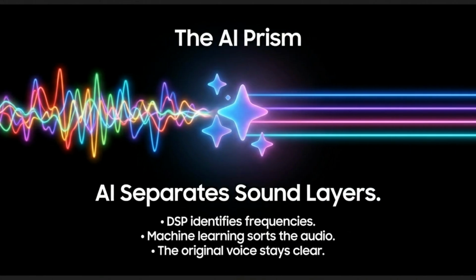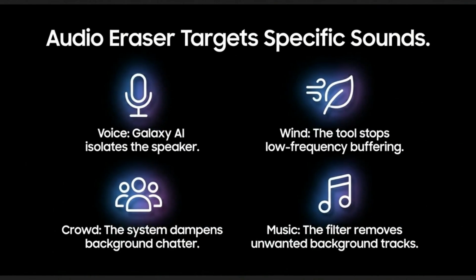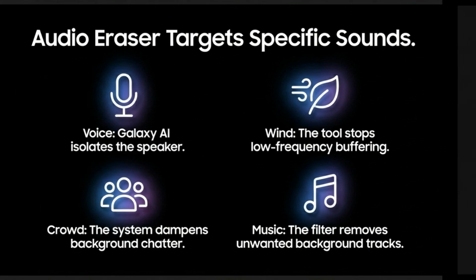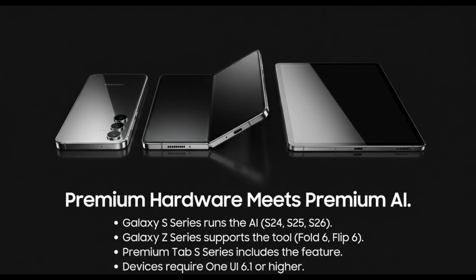The AI Prism separates sound layers using digital signal processing to identify frequencies. Machine learning sorts the audio, ensuring the original voice remains clear. Audio Eraser targets specific sounds. Galaxy AI isolates the speaker's voice, stops low-frequency wind buffering, dampens background crowd chatter, and removes unwanted background music. Premium hardware meets premium AI.